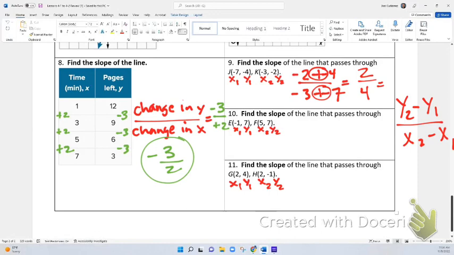What number goes into both 2 and 4? 2. So 2 divided by 2 is 1. 4 divided by 2 is 2. So your answer for this first one, the slope is 1/2.